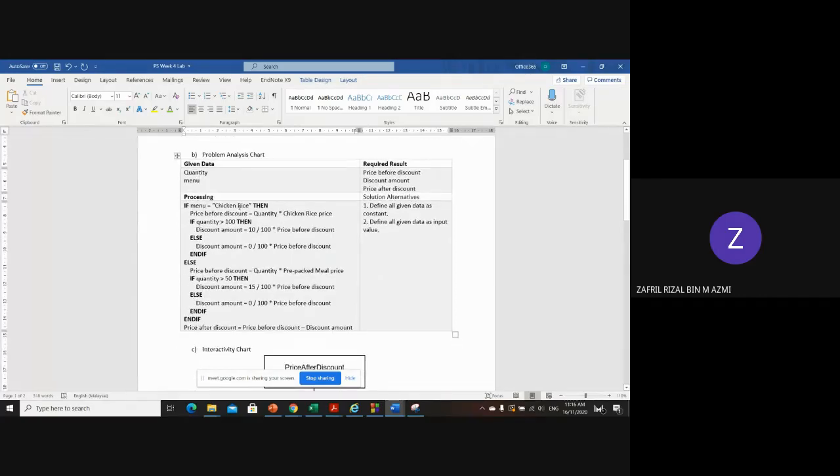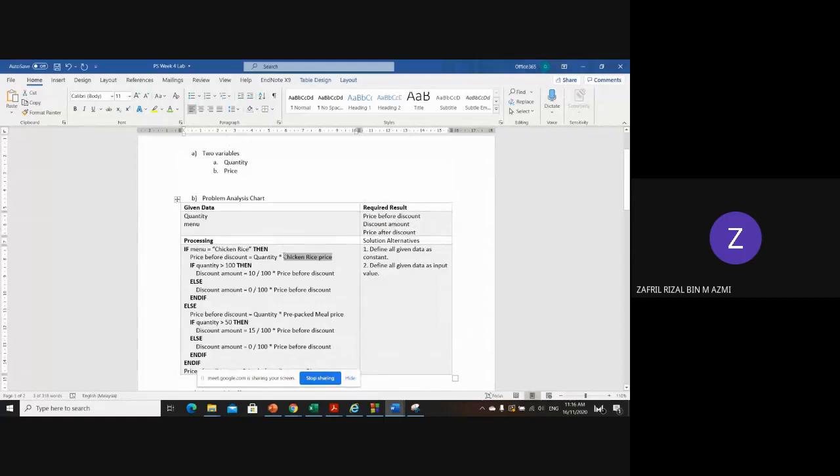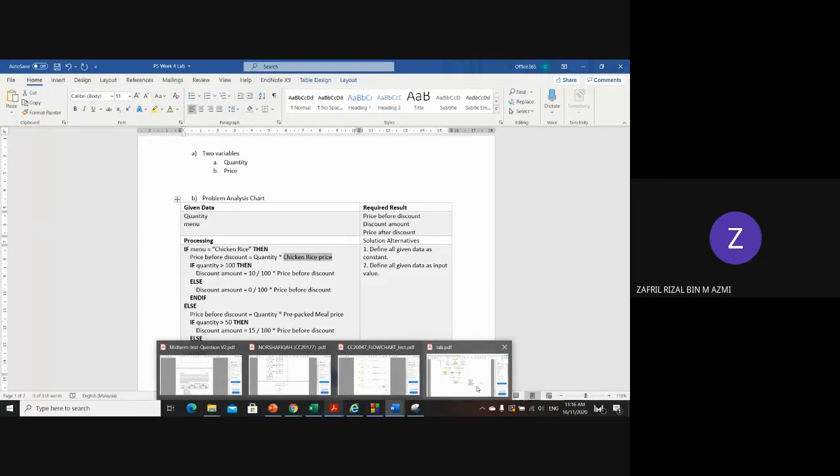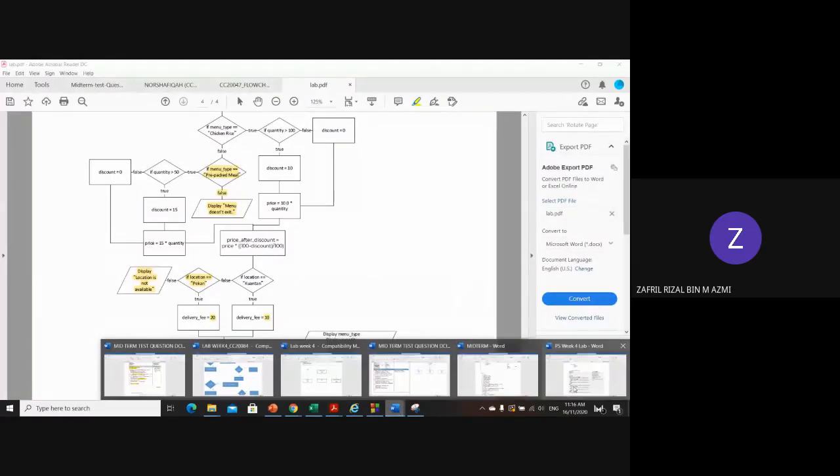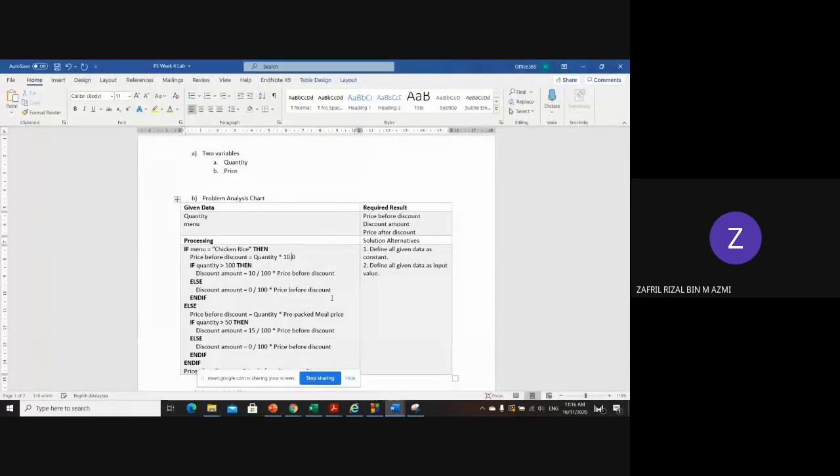If menu equal to chicken rice, okay. Price before discount equal to quantity multiply by chicken rice price. What is chicken rice price? So over here you need to define. Okay, berapa kan chicken rice price kan? Berapa tadi? Chicken rice price. 10 lah. 10 ringgit kan?